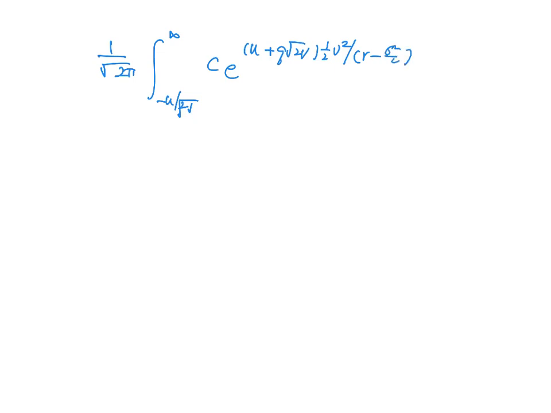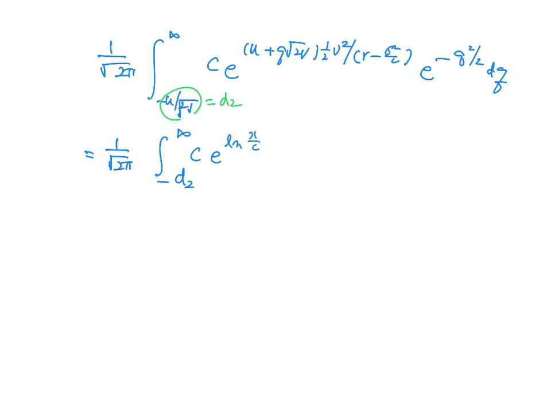So let's do this part. Square root of 2 pi minus u over 2v, infinite c exponential u plus q root 2v, 1 over v square divided by r minus sigma square over 2, exponential minus q square over 2 dq. It turns out to be square root of 2 pi minus, this is minus t2, infinite. We derived this as t2, previous page. C exponential ln x over c plus r t star minus t exponential minus q minus sigma root t star minus t square dq.